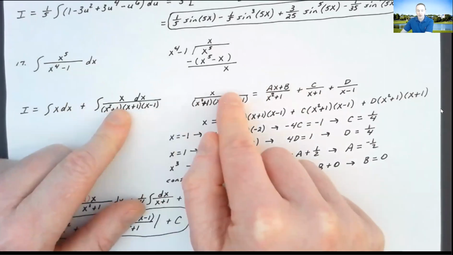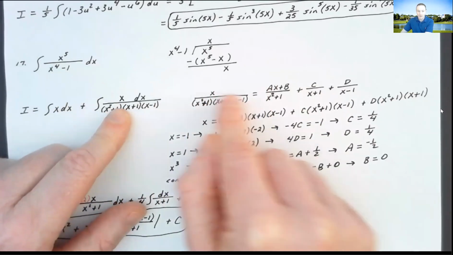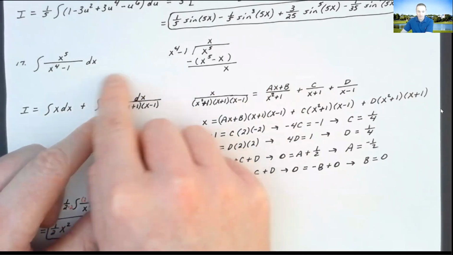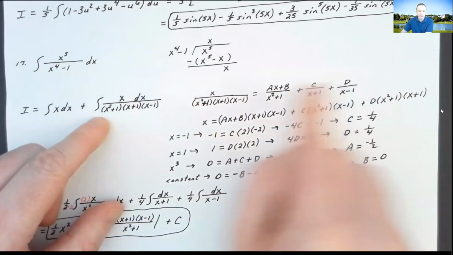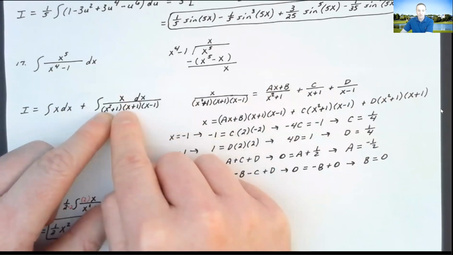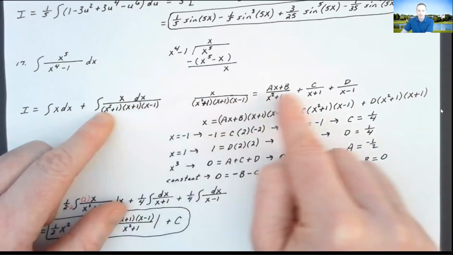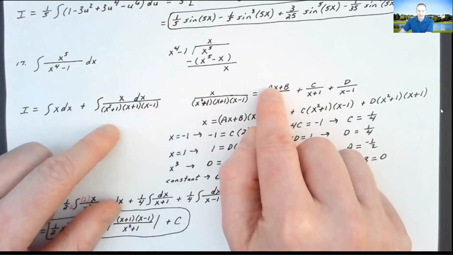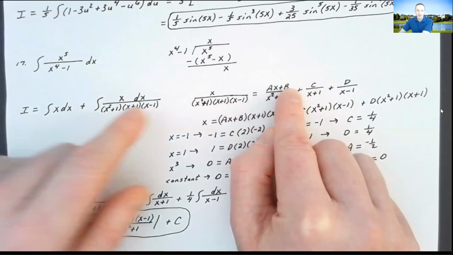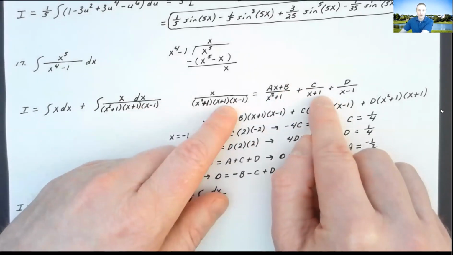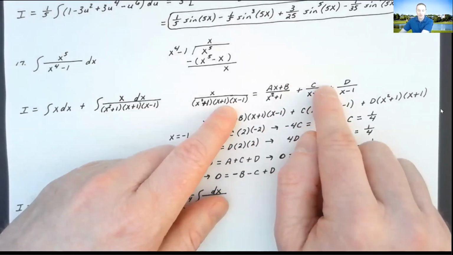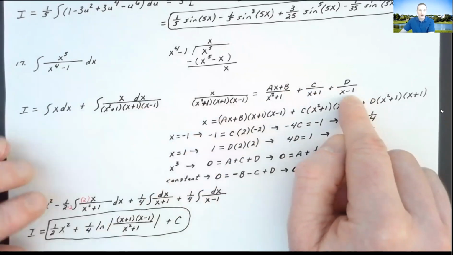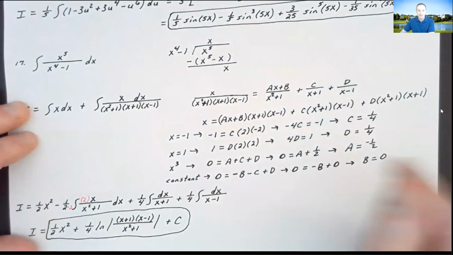Now I algebraically broke this compound fraction into its partial fractions, x over x squared plus 1 times x plus 1 times x minus 1. I said, well, over the irreducible quadratic, I need a linear numerator of ax plus b. Over the linear factor of x plus 1, I needed a constant numerator of c. And over the linear factor denominator of x minus 1, I needed a numerator of constant d.